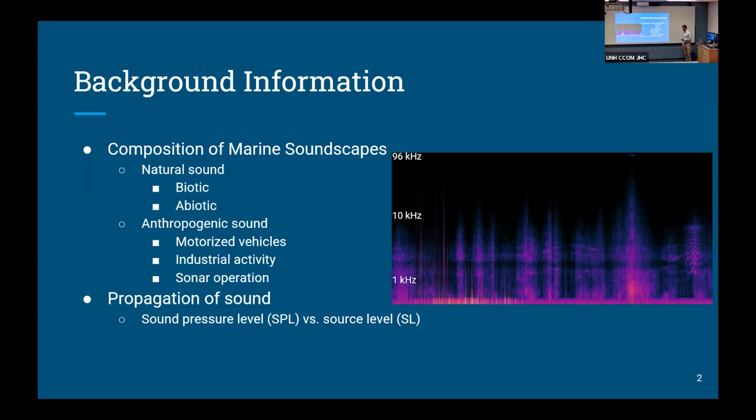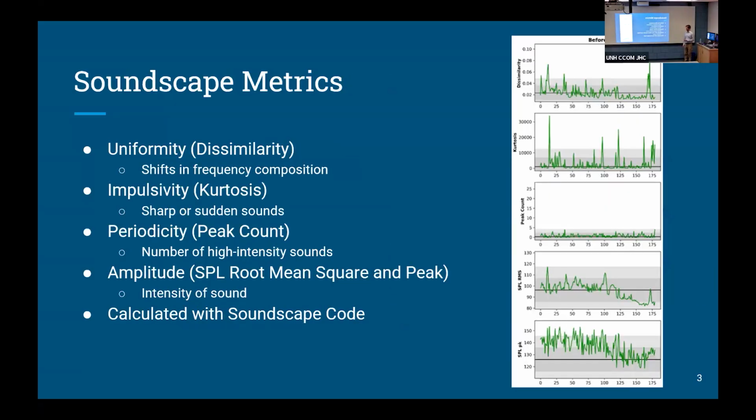that might be there. Another thing to consider is propagation of sound. So obviously, the further away something is, the quieter it is going to appear in a soundscape, but that doesn't necessarily change how important it is. The soundscape metrics are the main thing that I used for this analysis.